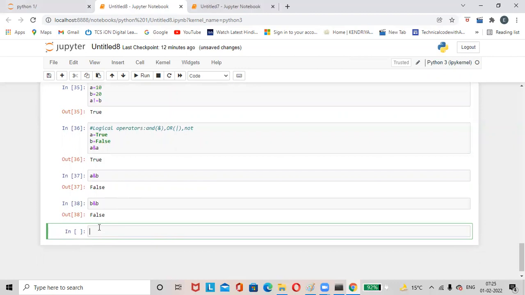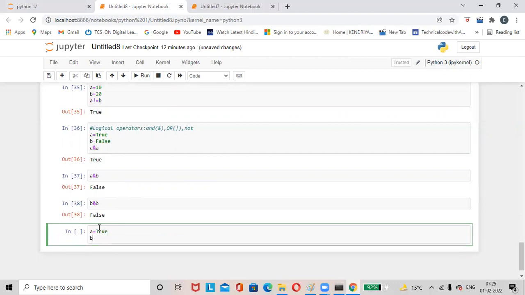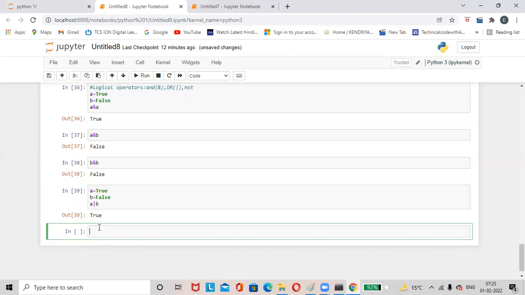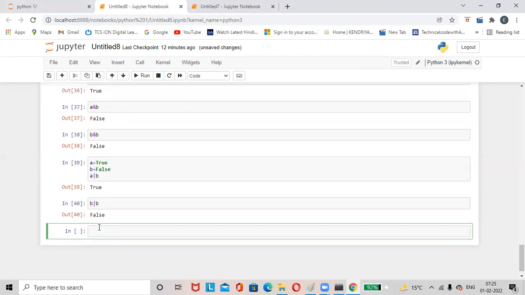Let us check the OR operator. A equals true. B equals false. Okay. Then A or B. What does the OR operator state? The OR operator states that at least one statement should be true, then the result is true. B or B is false. Why? Because both the statements are false. Okay.